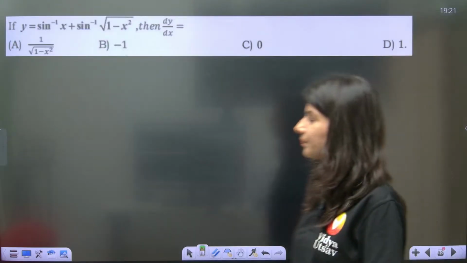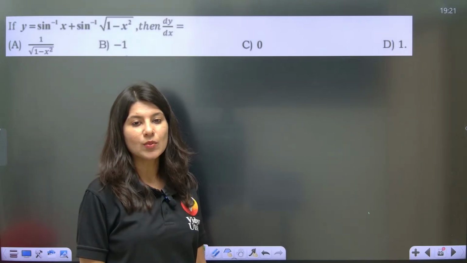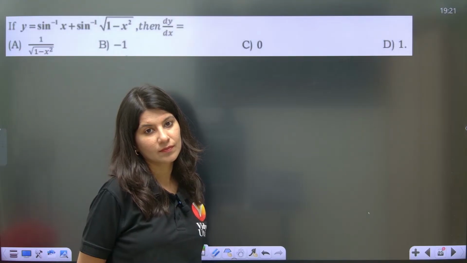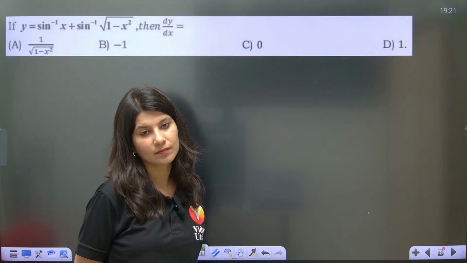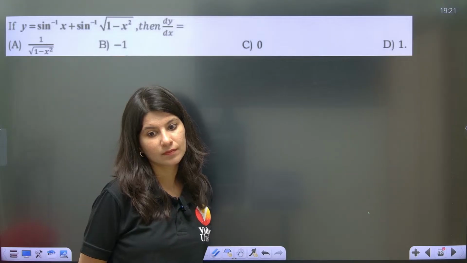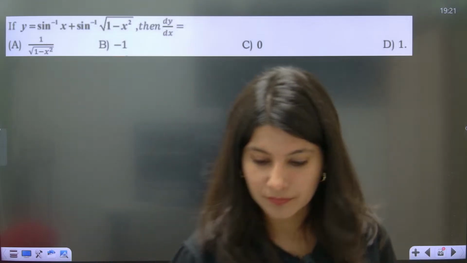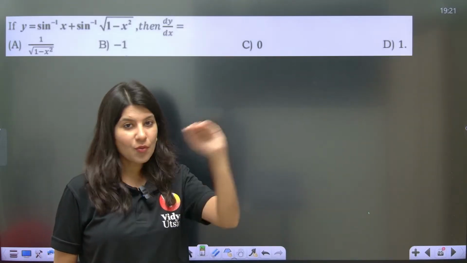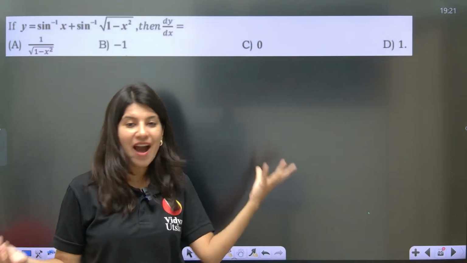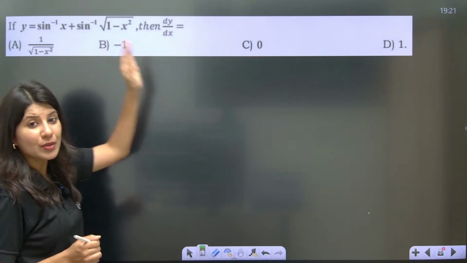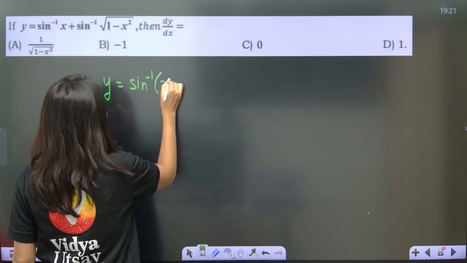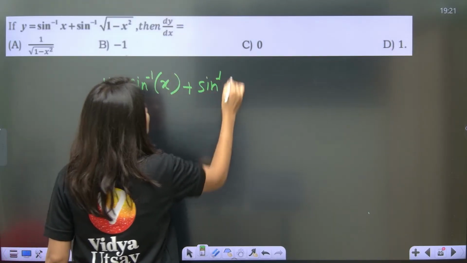Then this question. Sin inverse x plus sin inverse of square root of 1 minus x square. Okay, let's go. This question I'm going to do with, you know what, you'll be like, man, Ninja ma'am, how did you do that? So this question I'm not going to differentiate right away. What I'm going to do is, y equals to sin inverse x plus sin inverse of square root of 1 minus x square.